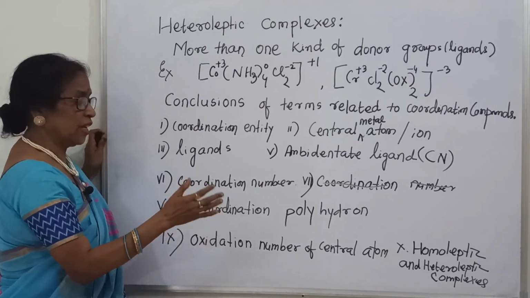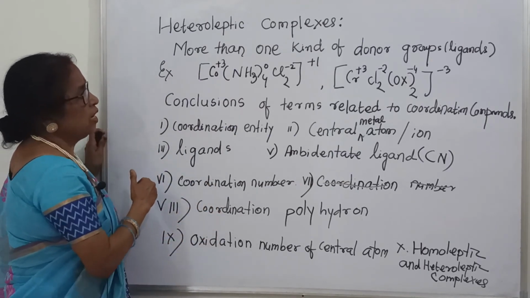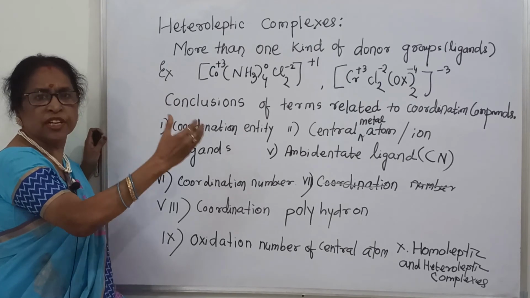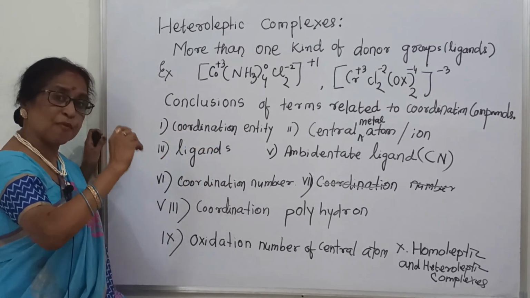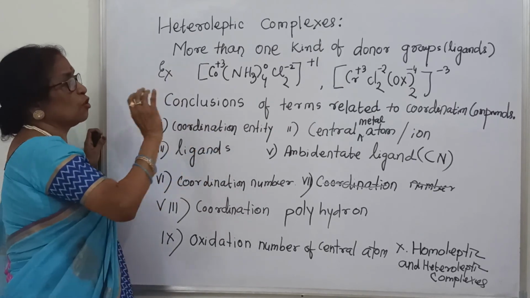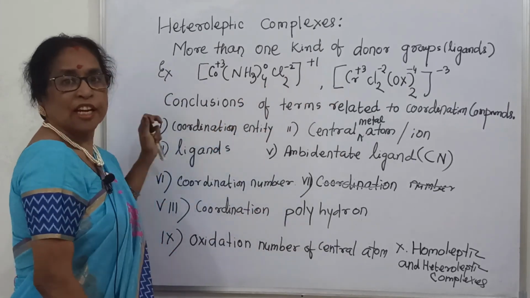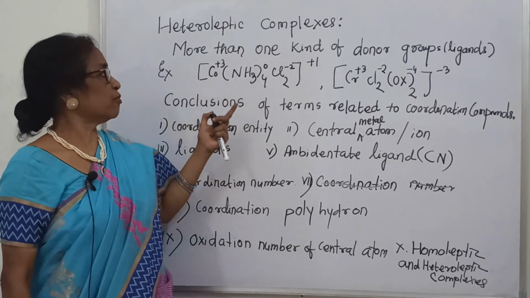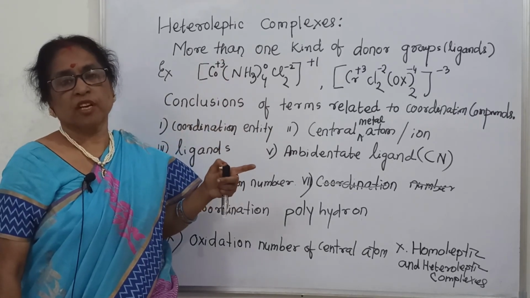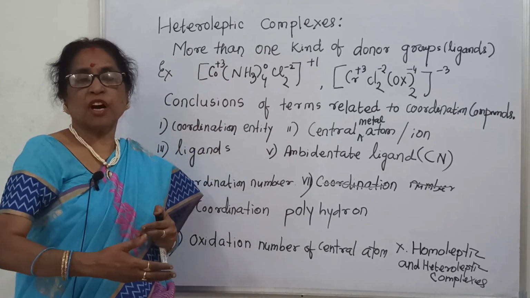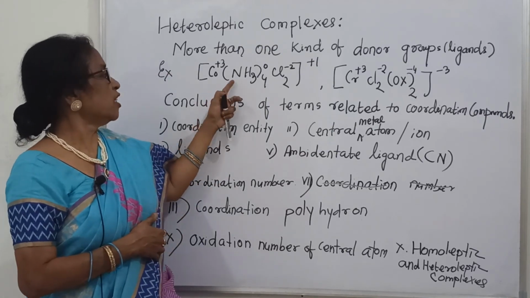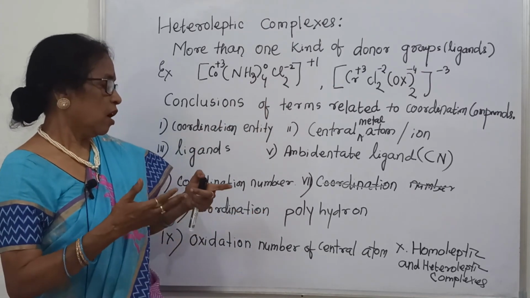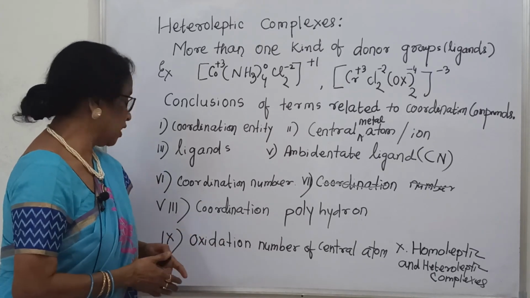And then come to homoleptic and heteroleptic. A homoleptic example is not given here. Anyhow, if only one type of ligand is present, the same kind of ligand, that is called homoleptic. But here in this case both are heteroleptic. Heteroleptic means more than one kind of donor atoms are present. Now see, ammonia is one type of ligand, and chloride is another type of ligand, so it is called a heteroleptic complex. I hope it is clear to you.